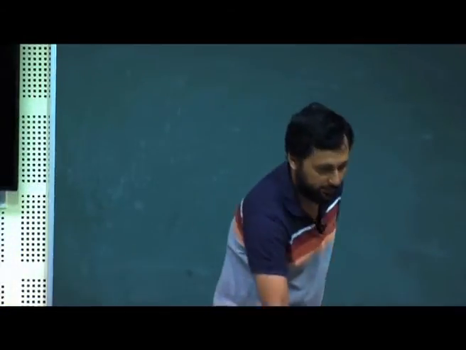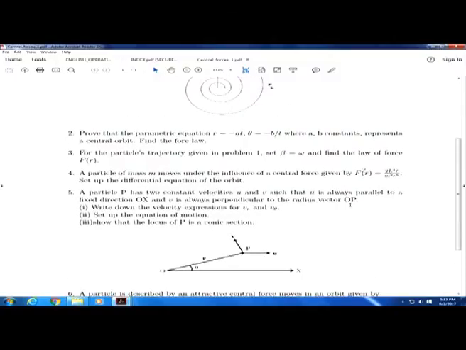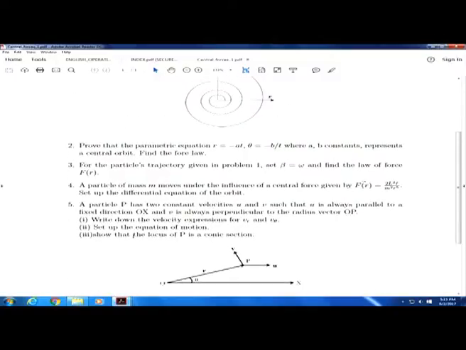Before moving out of this particular topic, let me try to solve this problem for you. The problem is problem number 5, up to problem number 4 we have already done. Problem number 5 says a particle P has 2 constant velocities u and v, such that u is always parallel to a fixed direction OX and v is always perpendicular to the radius vector OP. So, a particle P is moving under the influence of some force. We are not sure what is the exact nature of the force, but it has 2 velocity components which are very defined. The velocity u is always parallel to this OX axis.